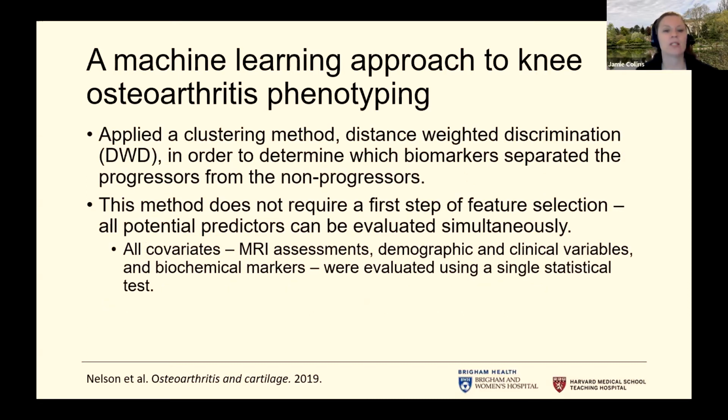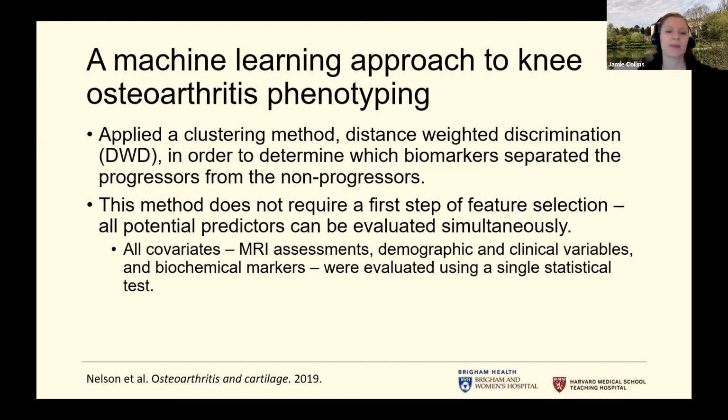And so what they did here was apply a clustering method, distance-weighted discrimination, in order to determine which biomarkers separated the progressors from the non-progressors. For this analysis, they looked just at the composite joint space width and pain progressors versus the composite no progression. And in comparing these results and the markers selected here to what I showed previously, it's not an exactly apples to apples comparison.